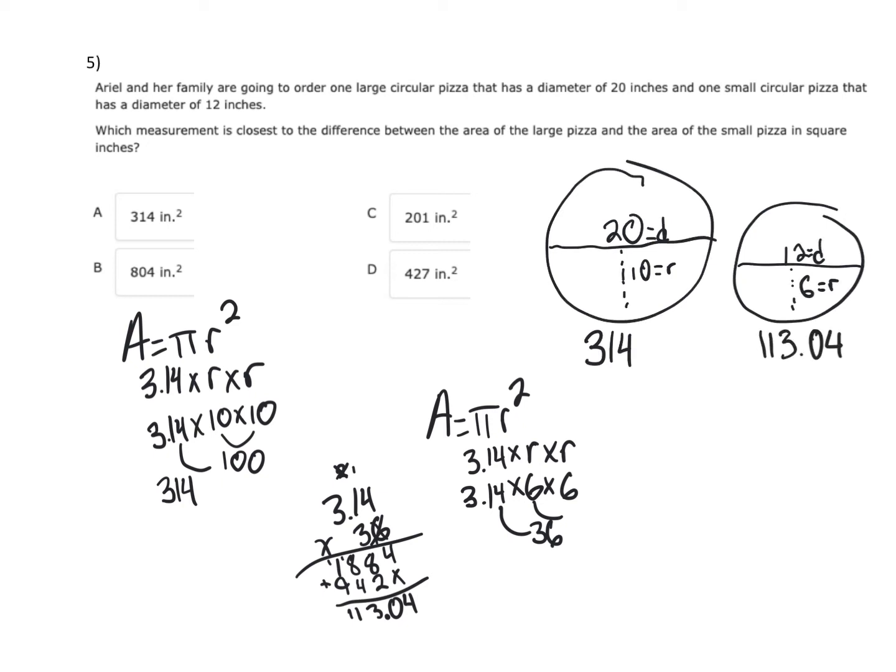113.04 as our area. Now, it does want the closest to the difference. So I'm going to do 314, not 3.14, minus 113. Now, since it says closest, that 0.04 is not going to make a huge difference, so I'm going to avoid using the decimals. So when we do this, 4 minus 3 is 1, 1 minus 1 is 0, 3 minus 1 is 2. So I'll get 201, which is C.